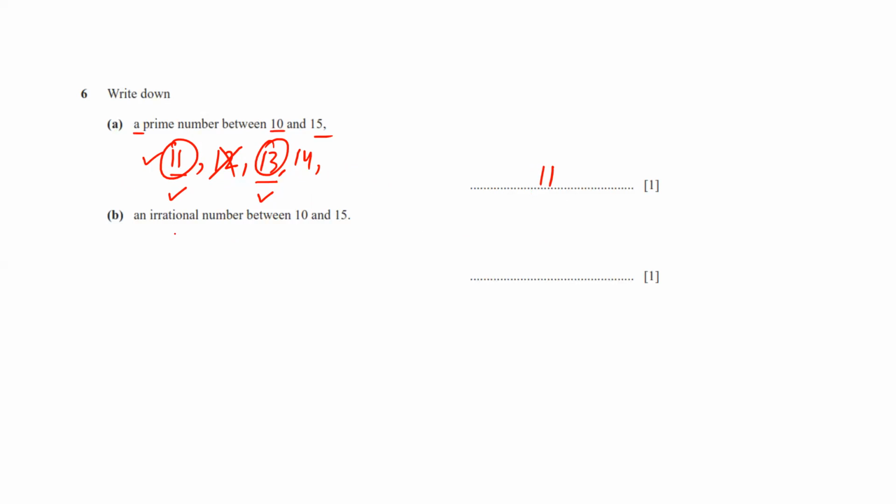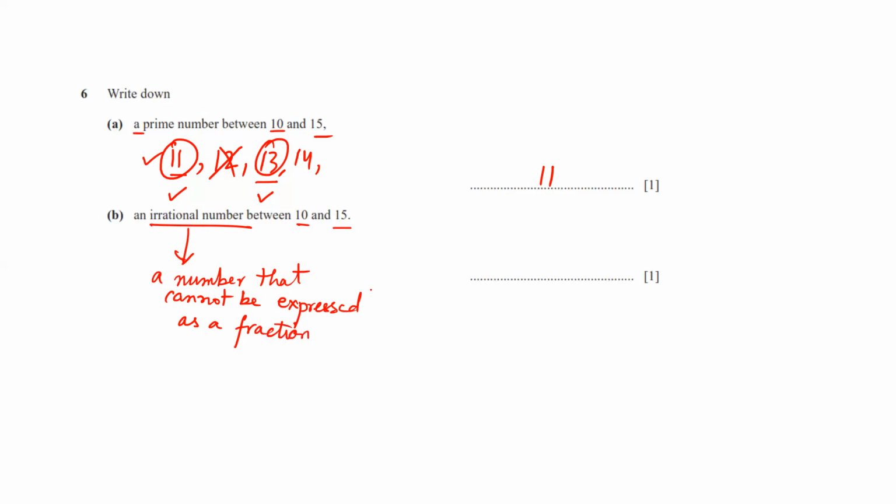Then it says in part B, write down an irrational number between 10 and 15. So remember, an irrational number is a number that can't be expressed as a fraction. So, irrational number, let me write it down: a number that cannot be expressed as a fraction.